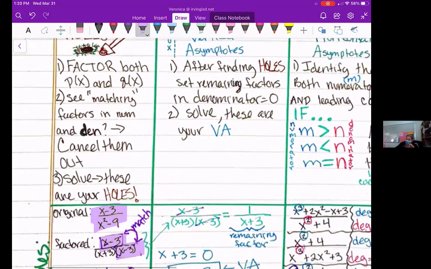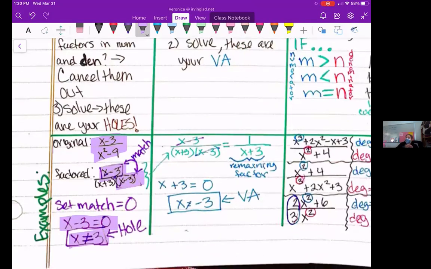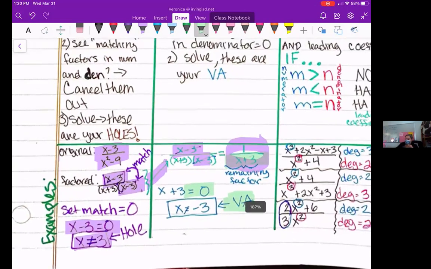After you find your holes, all you have to do is set your denominator, whatever is left over, right? So you can see that I use the exact same example here. And you can see that my hole is what canceled out, right? So you end up with this. This bottom part is what's remaining. So what did we do? We set it equal to 0 and then solved. So that is where your vertical asymptote will exist, okay?